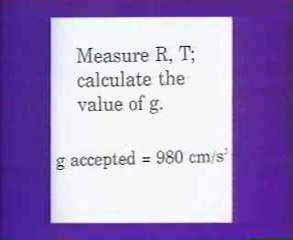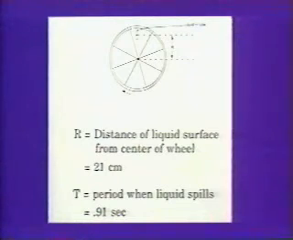From the following equations, we see that if we know the radius of the wheel and measure the period of the motion just as the water starts to spill out, we can calculate the value for g, acceleration of gravity near the surface of the Earth. In this setup, the distance of the liquid surface from the center of the wheel was 21 centimeters. On the last revolution, before the liquid spilled, the time for a revolution was 0.91 seconds.